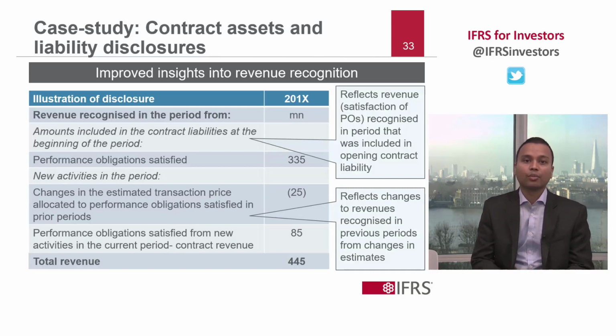An analyst monitoring these disclosures over time may be able to use this information to judge management's accuracy in estimating revenues. A company that constantly revises revenue from past periods downward may not be using the best judgment in estimating progress on contracts.